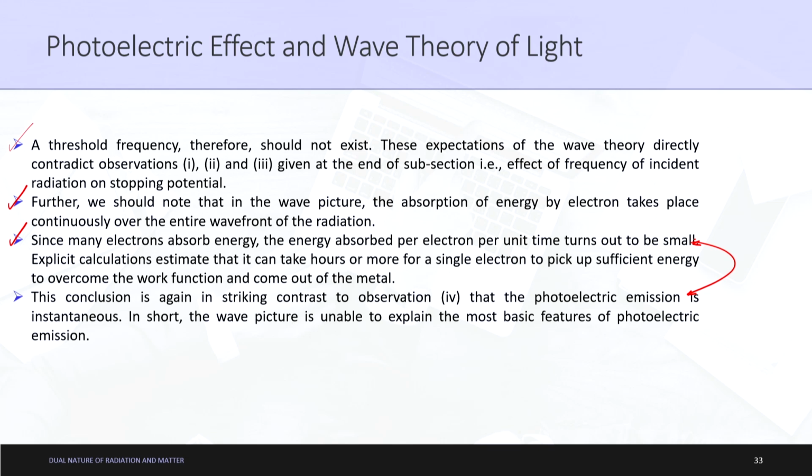So, this conclusion is again in striking contrast to observation 4, that the photoelectric emission is instantaneous. So, photoelectric effect is instantaneous. In short, the wave picture is unable to explain the most basic features of photoelectric emission. So, what does it try to say? Basically, we are trying to say that this wave theory of light is not able to explain this basic concept of photoelectric emission.